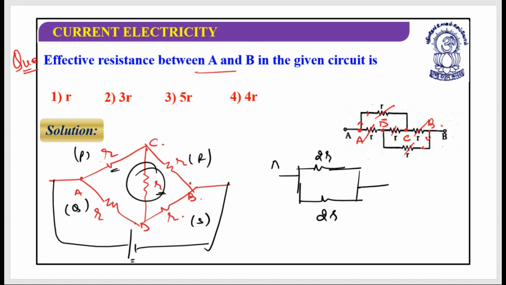So let's say this is A, this is B. So R equivalent can be written as 2R into 2R divided by 2R plus 2R. This is equal to 4R by 4R, so this is R ohm. This is what we required. It's R equivalent which is R ohm.